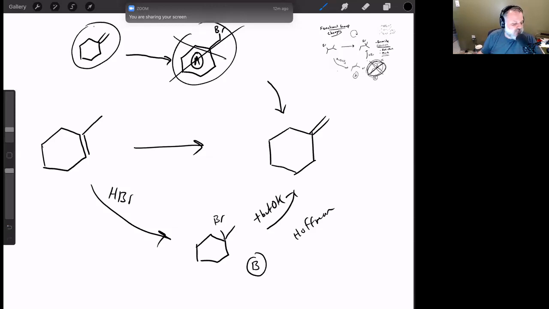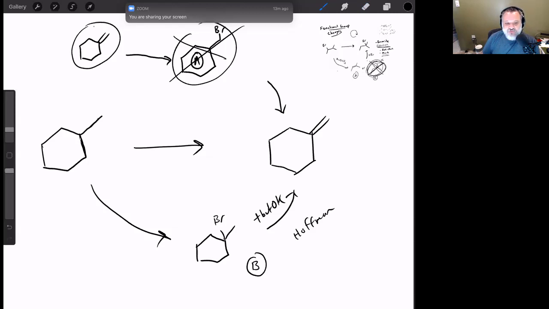So this is another example of a two-step synthesis problem. Okay. Now, I certainly could have done this. What if, let me make a slight change. What if this wasn't an alkene? What if it was an alkane? Can we do this reaction in this way?